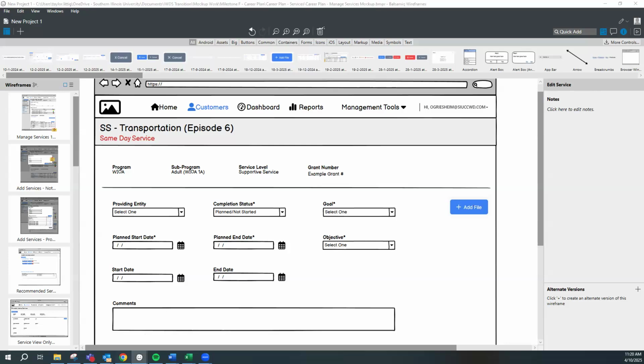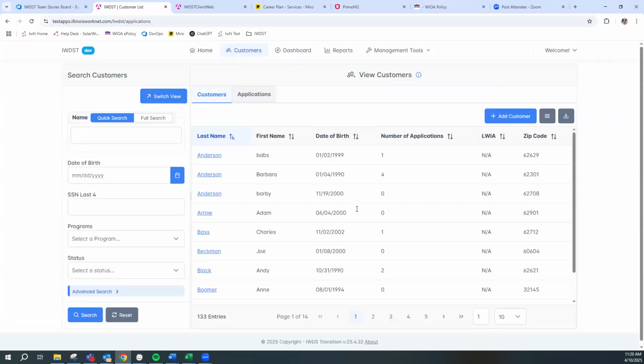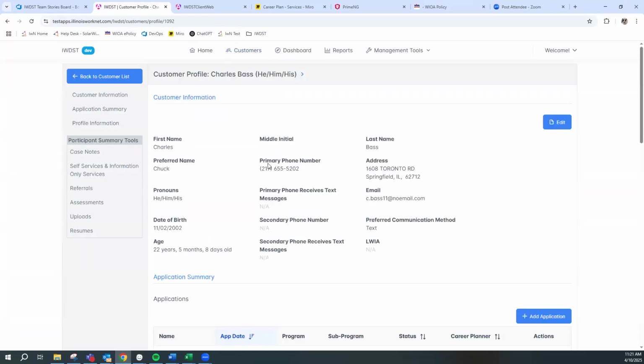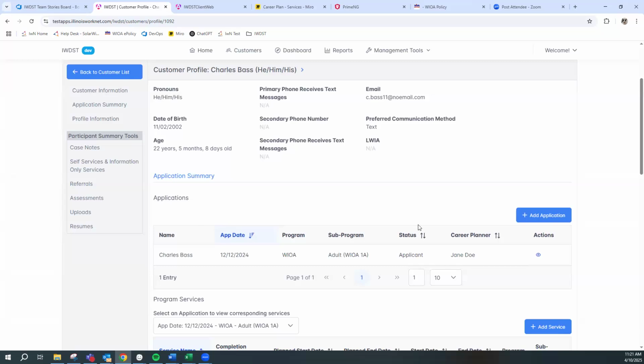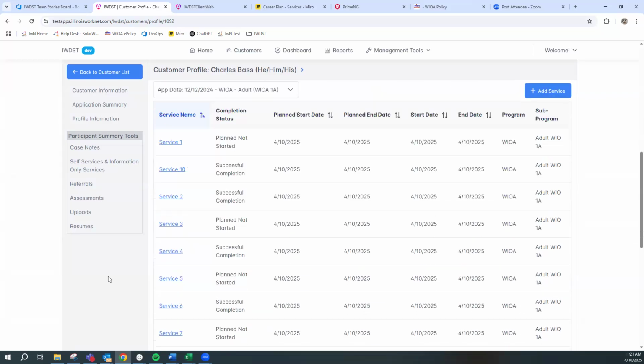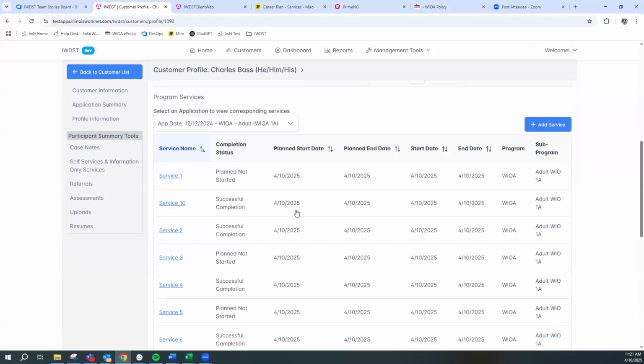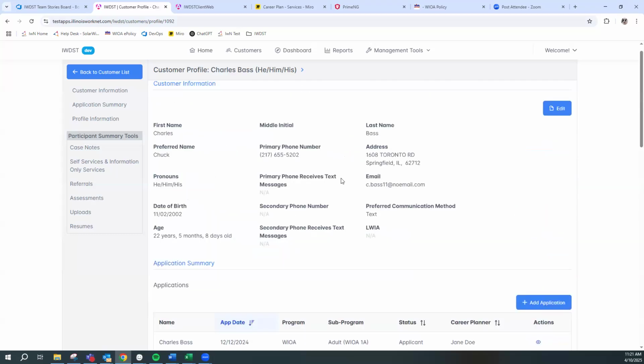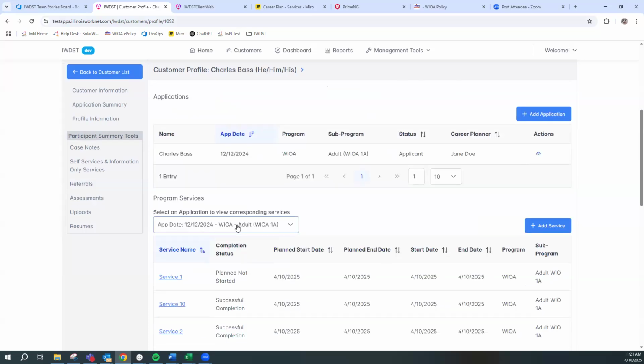However, if we go back into IWDS 2.0 right now and go into a customer profile, under application summary they have a table with all of their applications. And below that, this is all dummy data, so don't worry about it. We've been doing AT on it. You'll be able to view the services right here in the customer profile. You can select the application you want to view, so if you have a customer with an old application, you could go back and look at those services, or look at the current application. You can see with Charles here, we're looking at all of his services that are tied to this application.